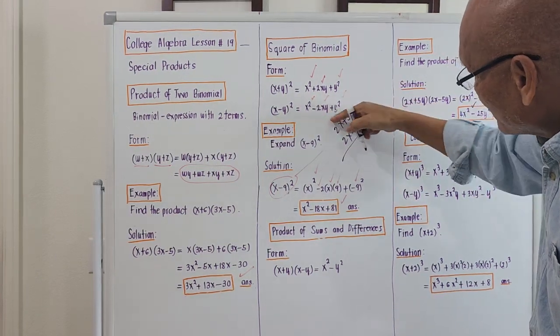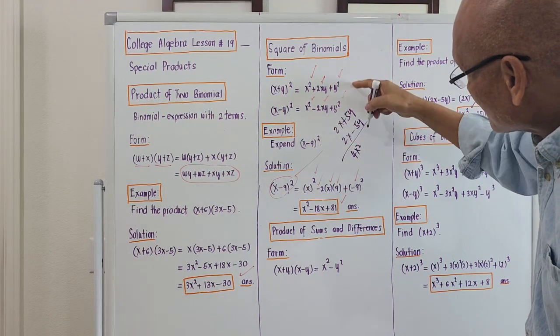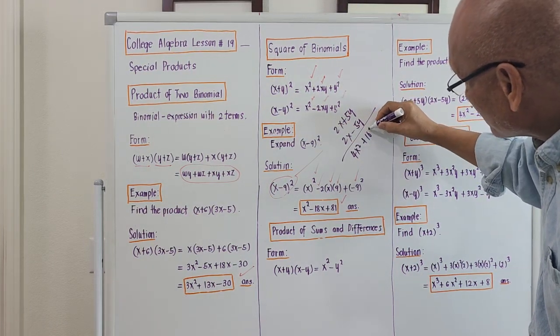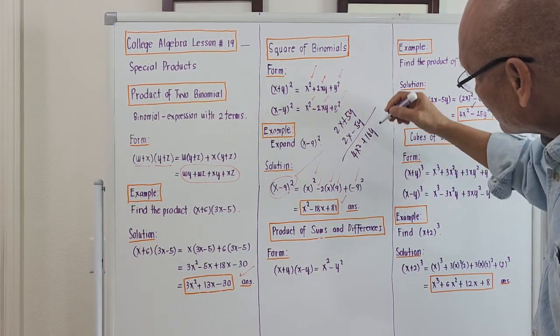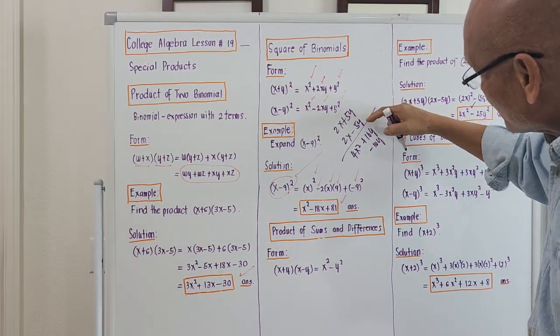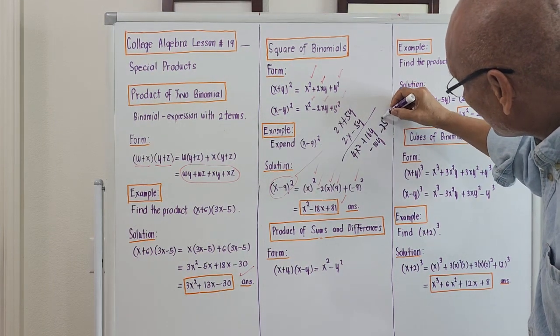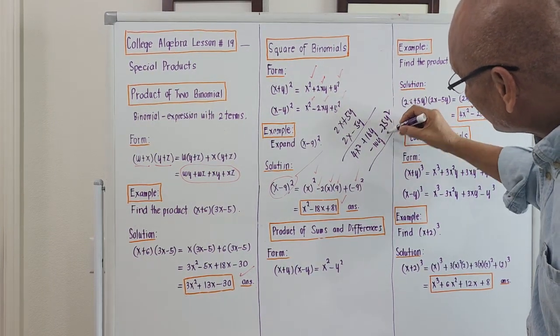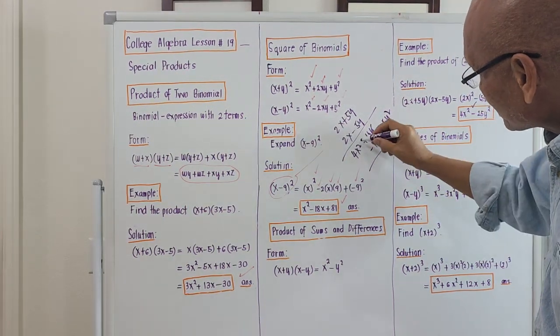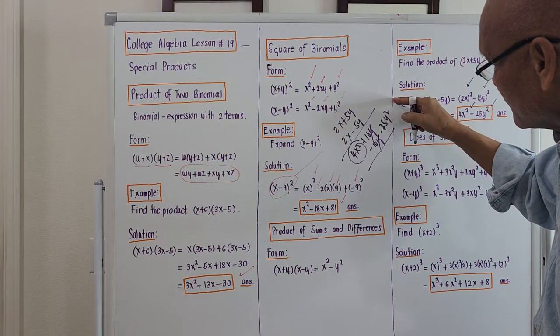Okay. 2x times 2x will be 4x squared. 2x times 5y will be plus 10y. 2x times minus 5y will be minus 10y. And 5y times negative 5y will be minus 25y squared. So actually the middle part cancels. So what comes out is just simply 4x squared minus 25y squared.